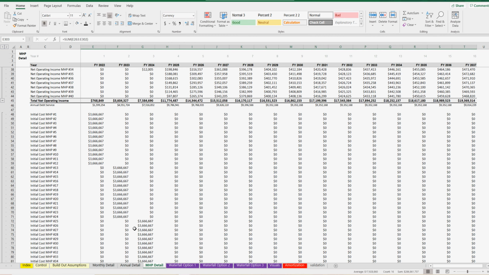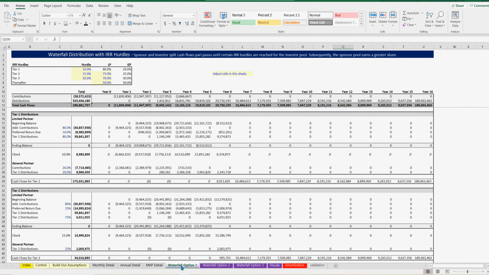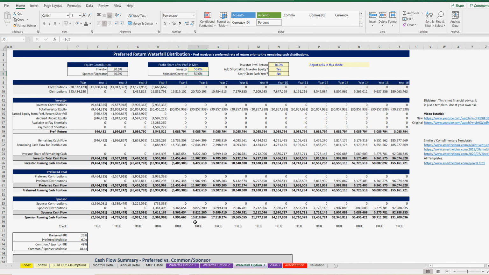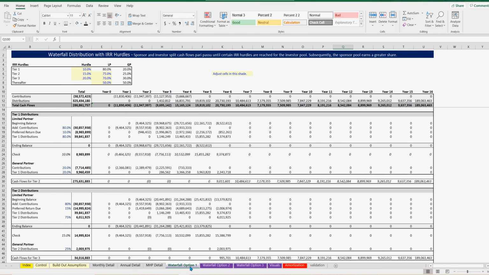So let's get to that now. So we've got waterfall option 1. So these are separate models. Waterfall option 1, option 2, and option 3. These are all separate $45 templates, but I've integrated them all into this included because they're all super relevant. So as a user of this, you can decide and see the differences between doing an IRR waterfall like you see here.